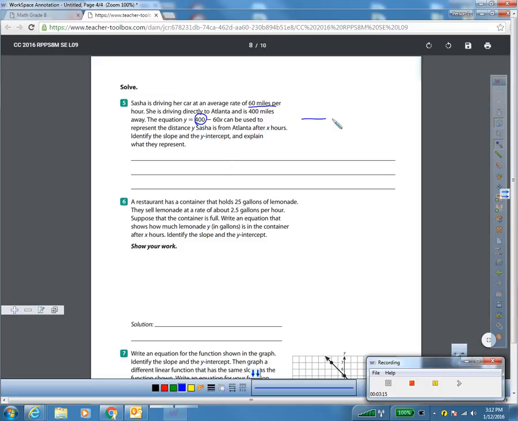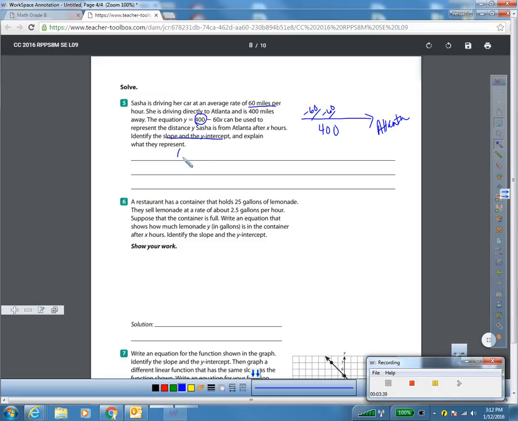So picture that she's driving to Atlanta. Here's Atlanta, and it's a total of 400 miles. Every hour she goes, she's going to take 60 miles off of that trip. And then another 60 would be at 120, and she's going to keep going. So identify the slope and y-intercept and explain what they represent.